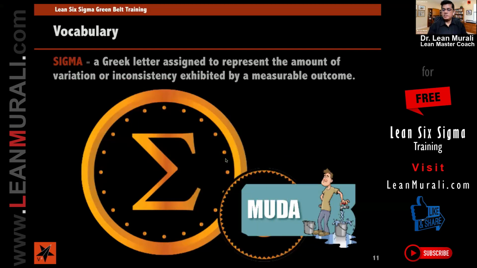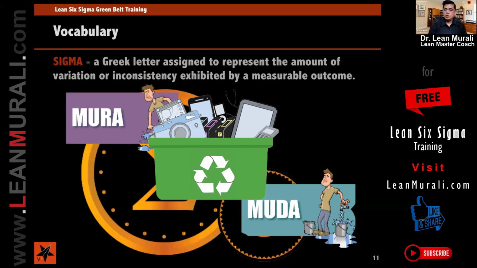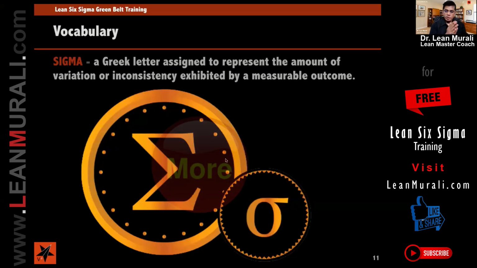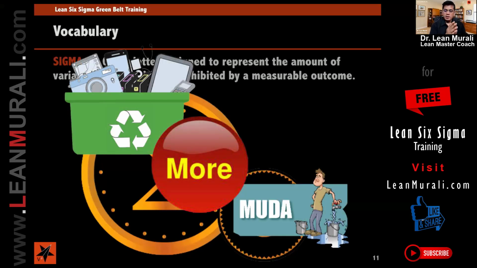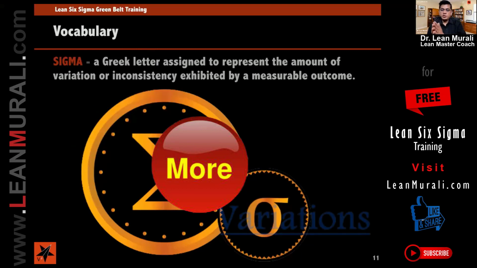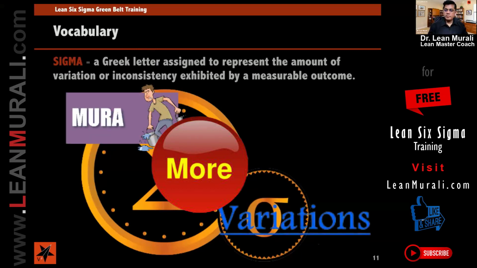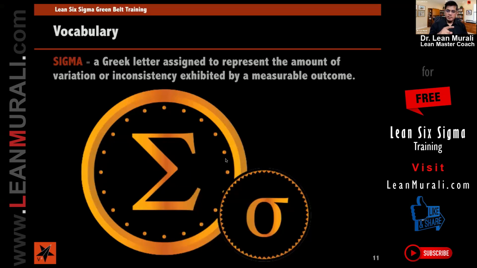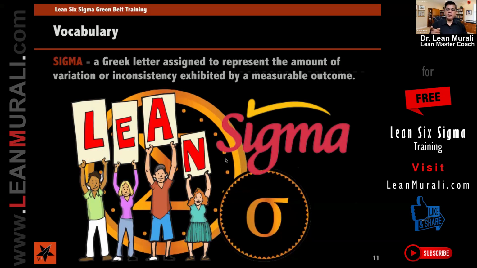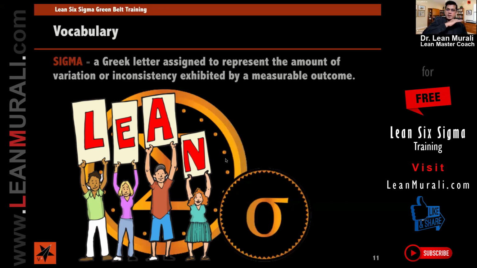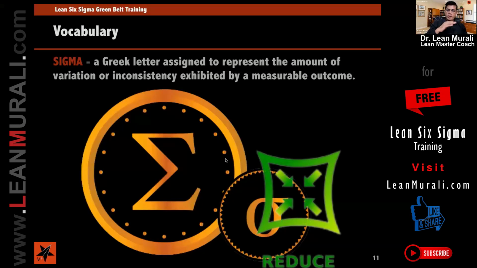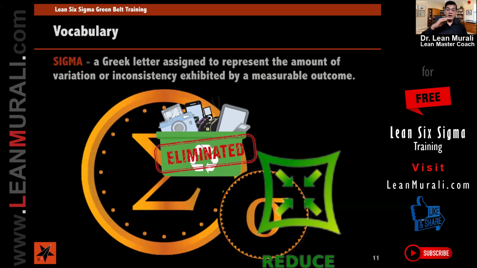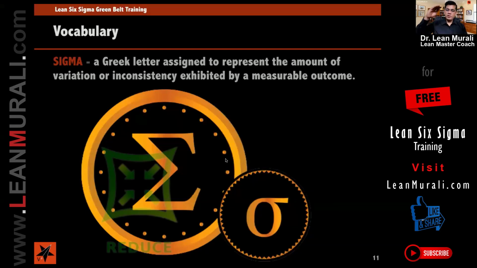Muda is waste, and that will lead to Mura. The more waste, which is Muda, the more variation, which is Mura. And then it will lead to Muri. The reason I'm bringing in sigma is that we are talking about lean Six Sigma. In lean, that is why we first reduce or eliminate waste and then try to reduce the variation.